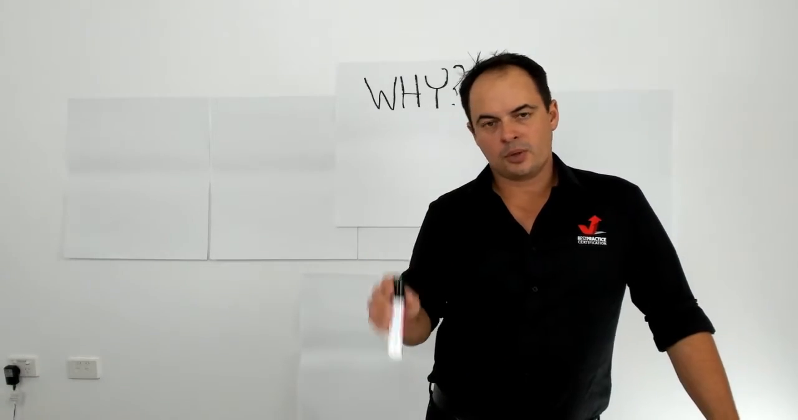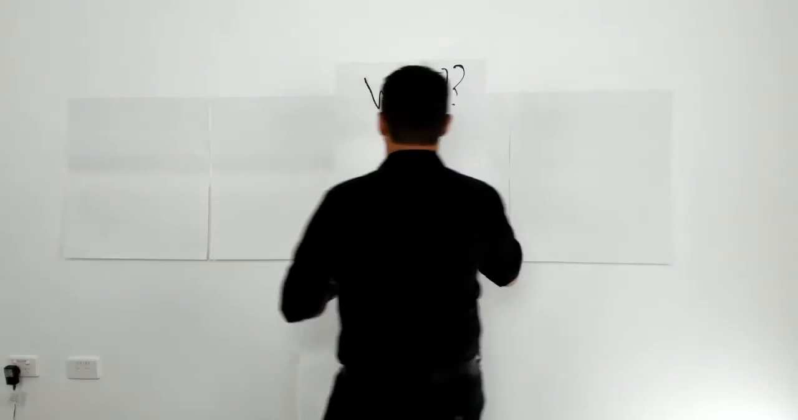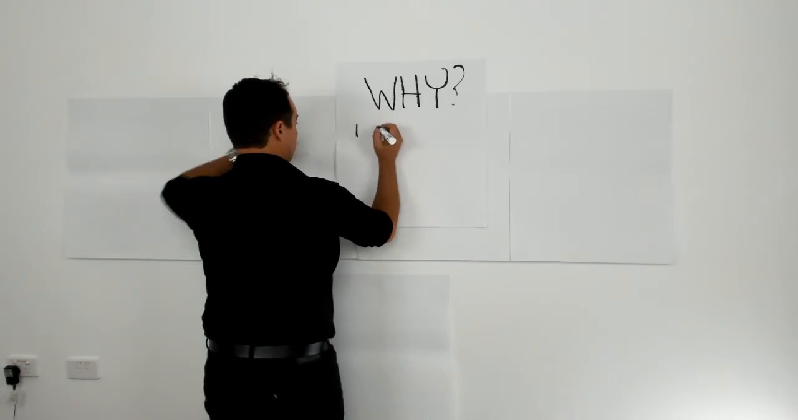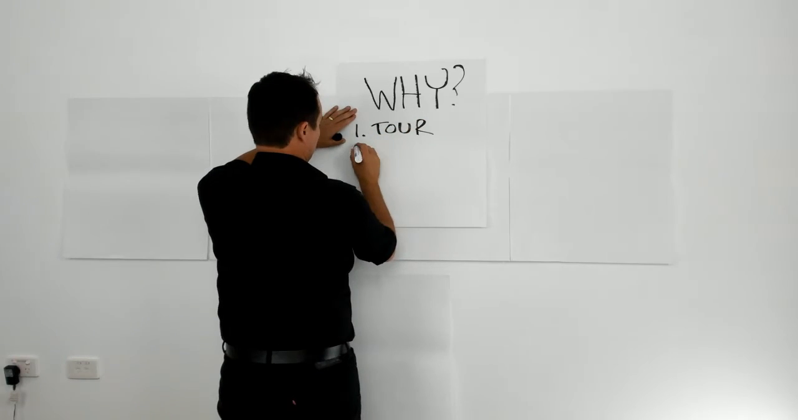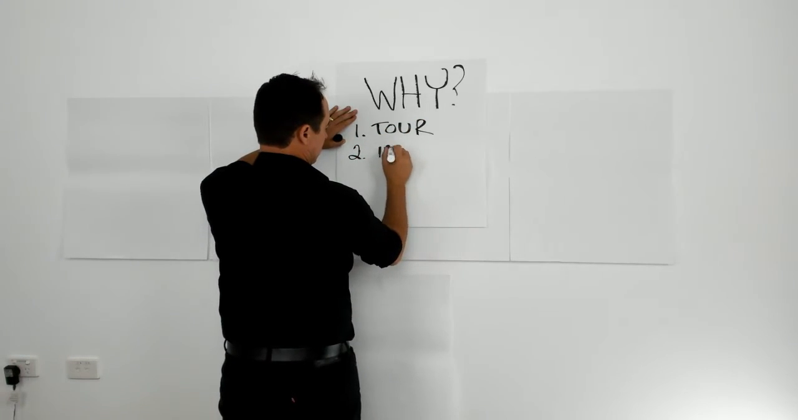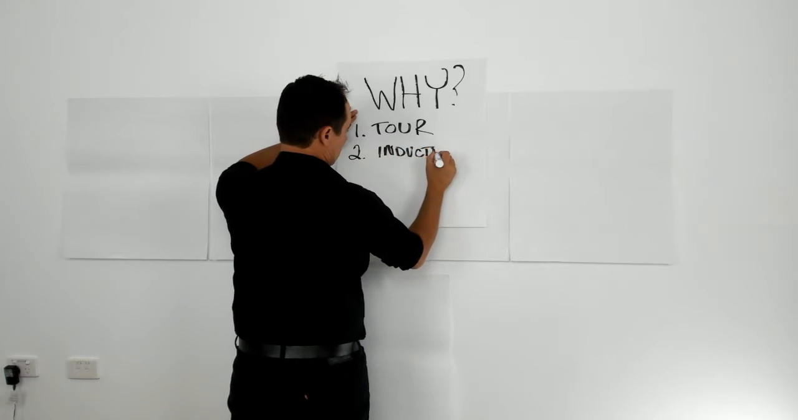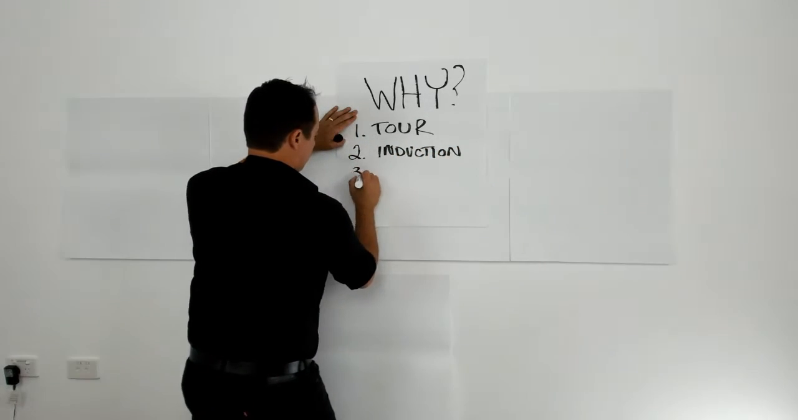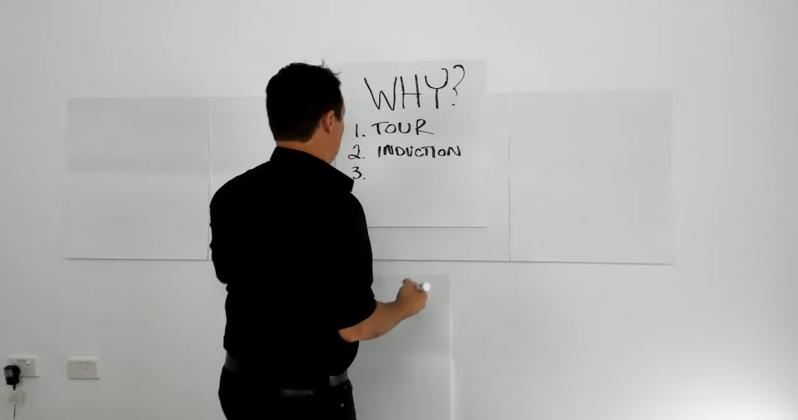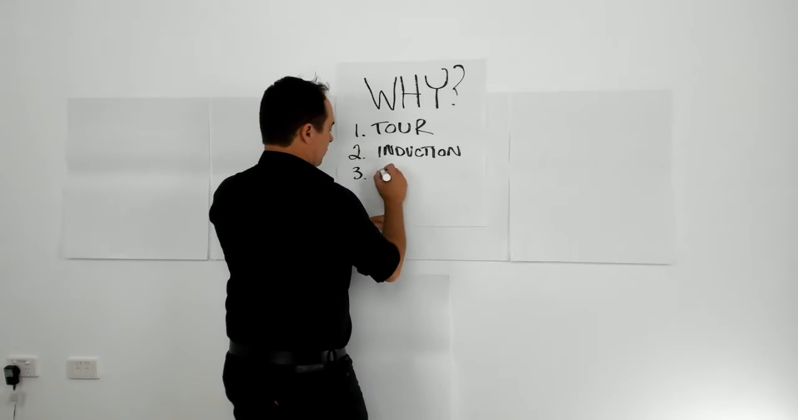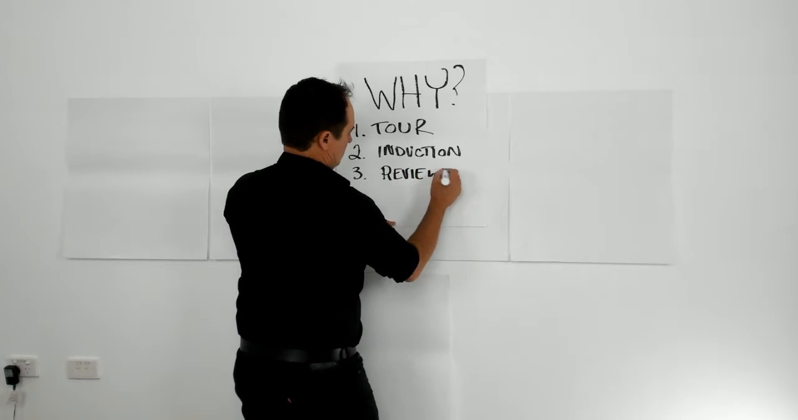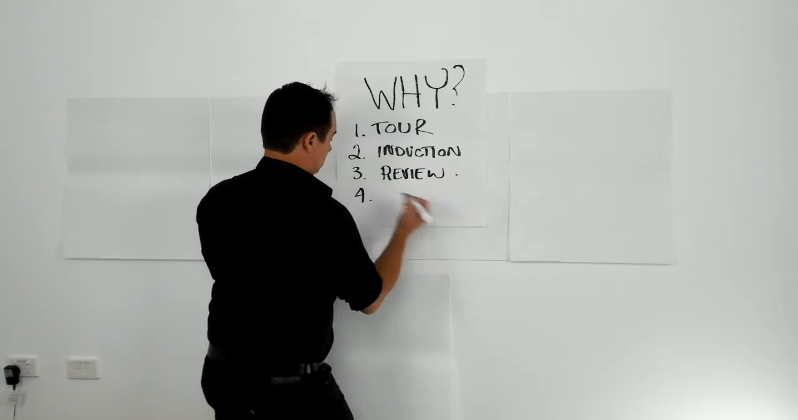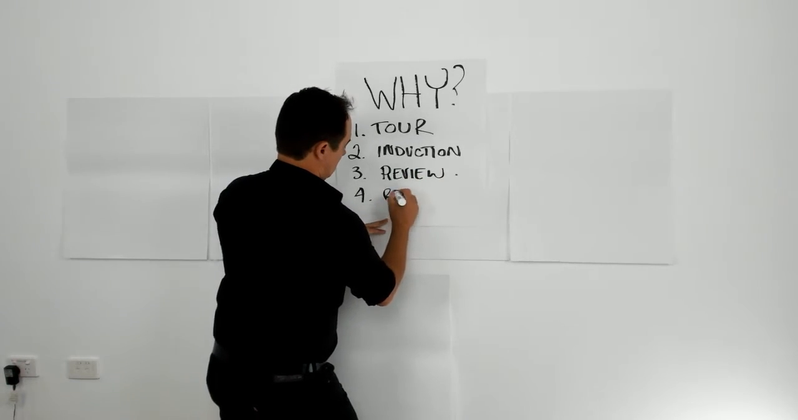So the options would be, the first one probably would be a tour. So it's just a tour of your facility. That's one. Number 2 might be an induction. Number 3 could be a review. Number 4, it might be a requirement.